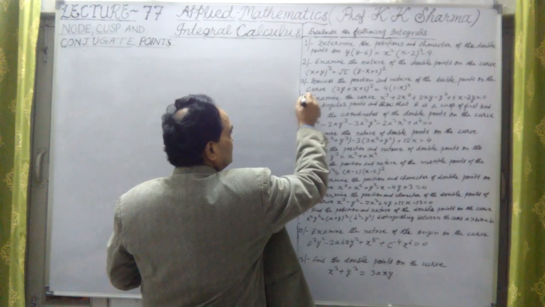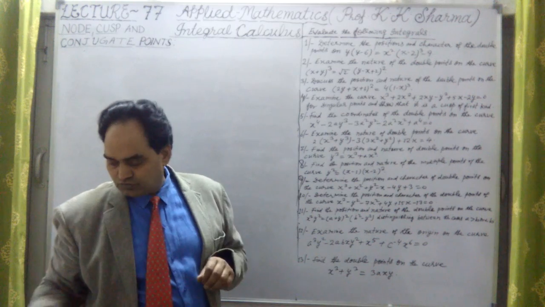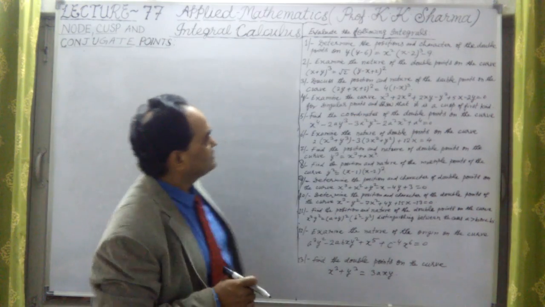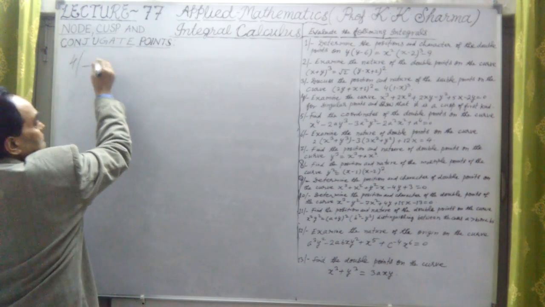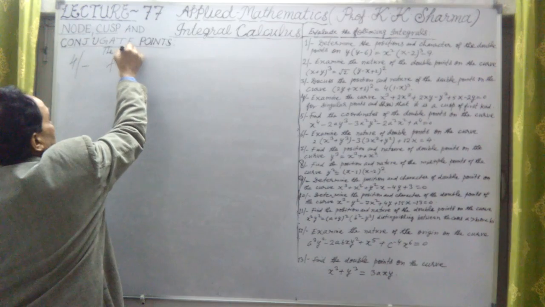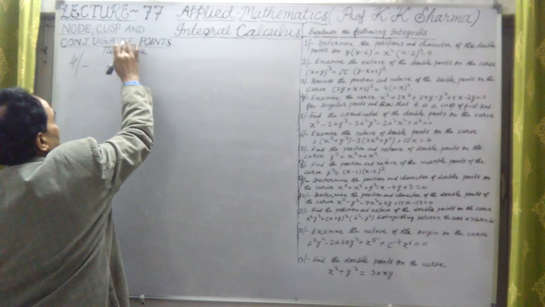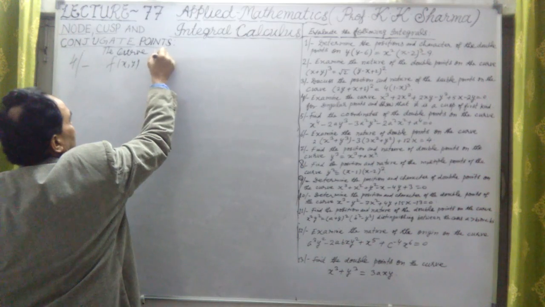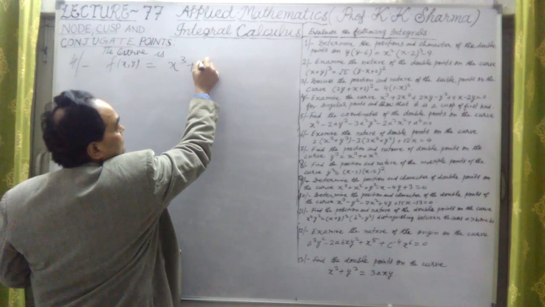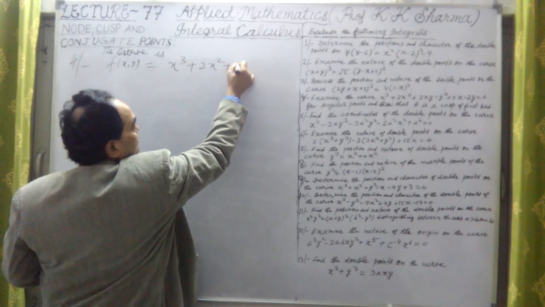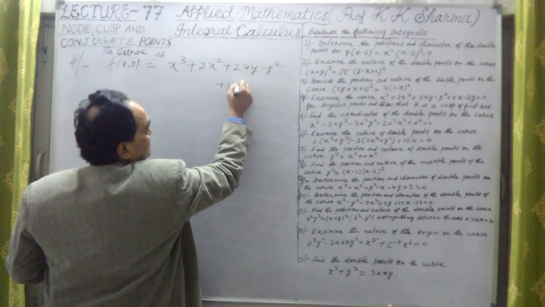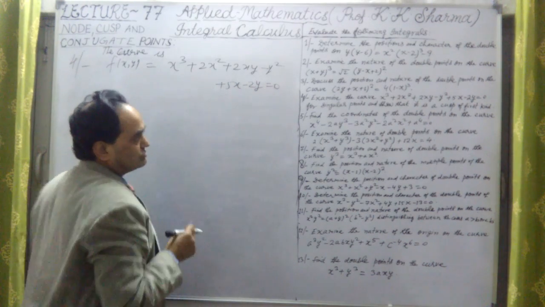Question number 4 is this. Examine the curve x cube plus twice x cube. Let me take the given curve. The given curve is f(x,y) is equal to x cube plus twice x square plus 2xy minus y square plus 5x minus 2y equal to 0.